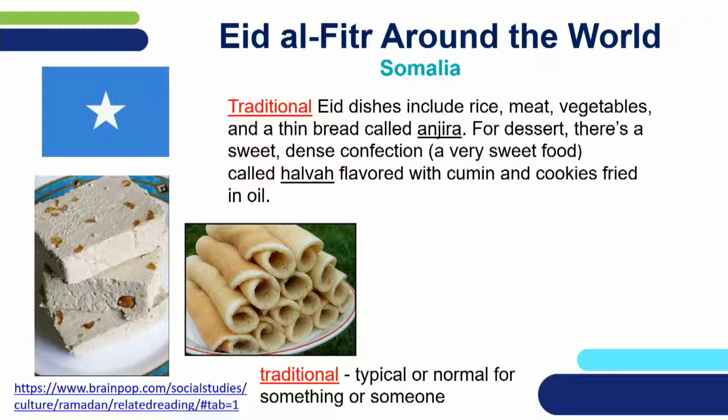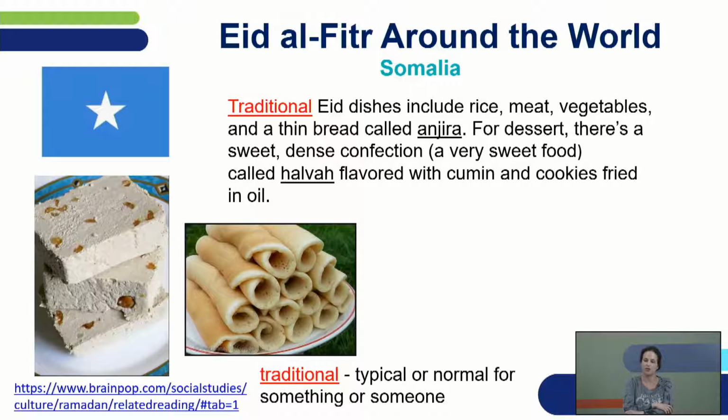Let's get into Somalia, okay? Traditional Eid dishes include rice, meat, vegetables, and a thin bread called injera. Okay, so traditional dish, traditional means it's typical or normal for something or someone. For example, the traditional food in Israel is falafel, right? Or shawarma. So here's a picture. Here you have the injera right here. Okay, it's that thin bread.